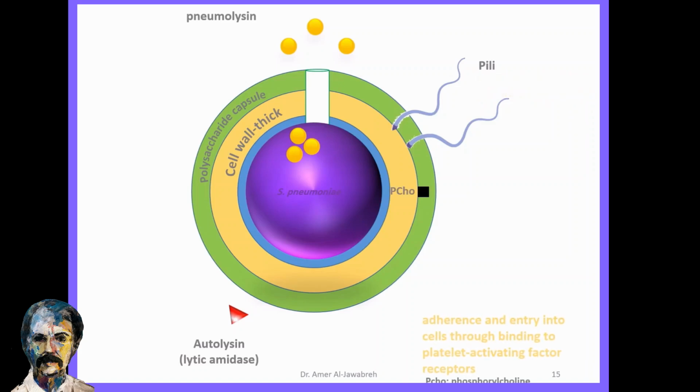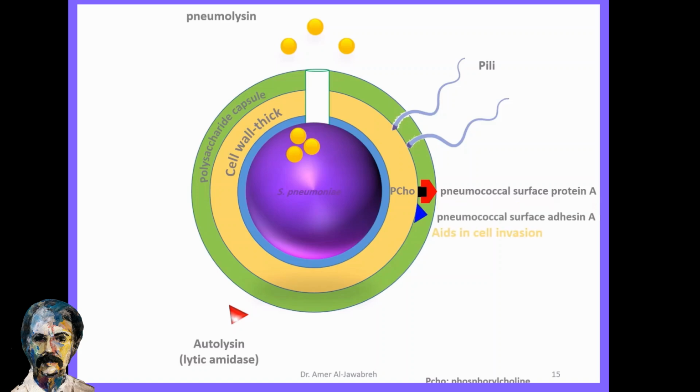PCHO, the phosphorylcholine, mediates adherence and entry inside the cell by using the platelet receptors. This red one here, pneumococcal surface protein A, if you remember we had protein A in the staph, protects against complement. Pneumococcal surface adhesin A aids in cell invasion. Pneumococcal surface protein C protects against complement again.